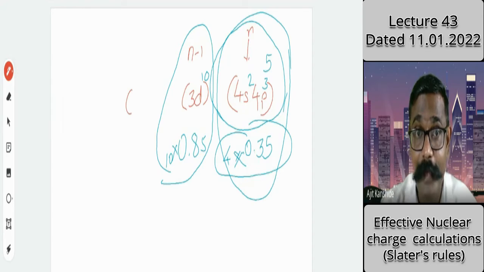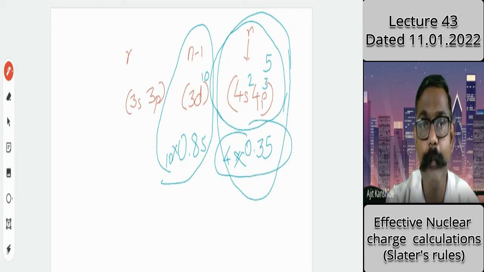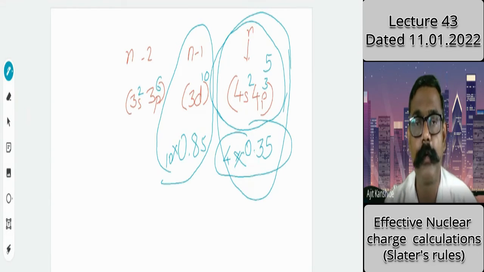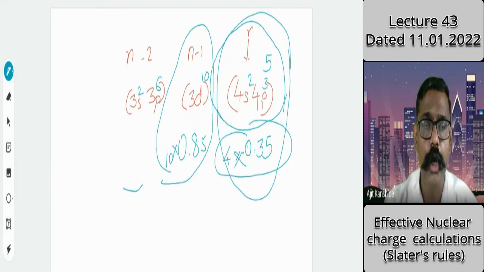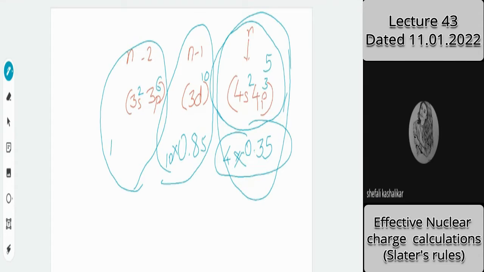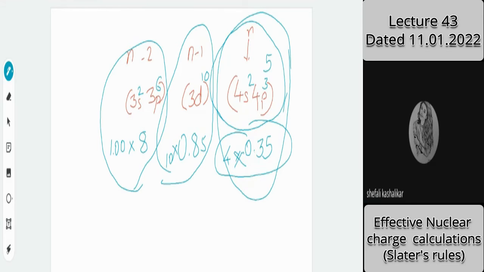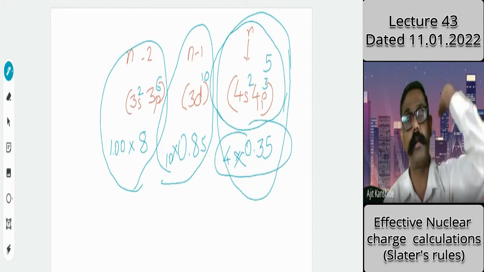Good. Before that, the 3s and 3p group is there. It is our n minus 2 group. Suppose the electronic configuration is 3s2, 3p6. What will be the contribution of each electron? 1.00. 1.00 into how many electrons? 8. That will be the total contribution.